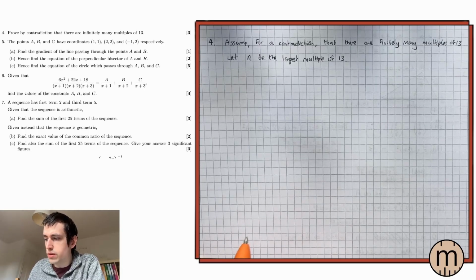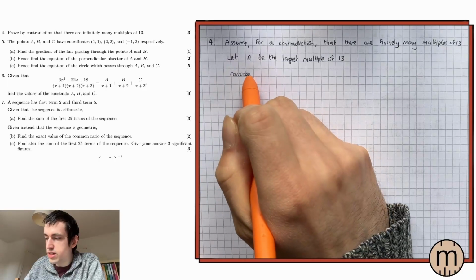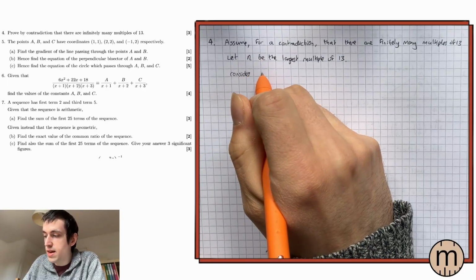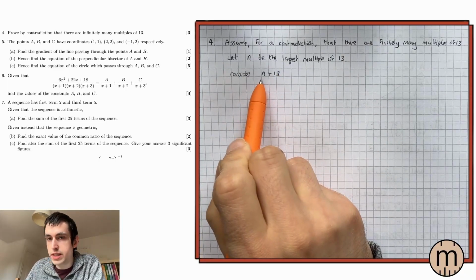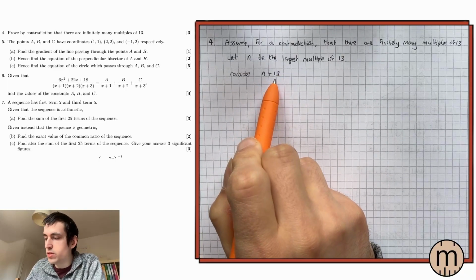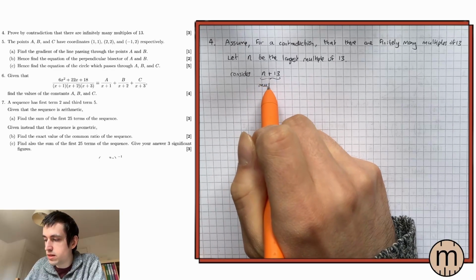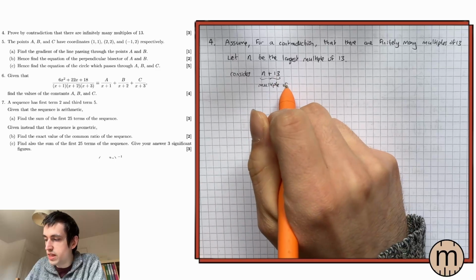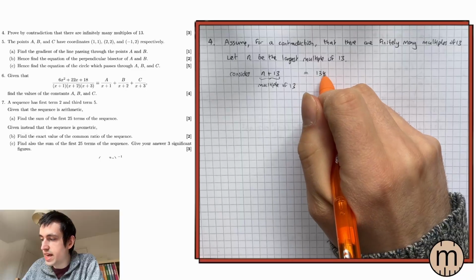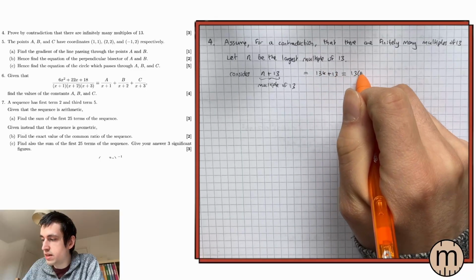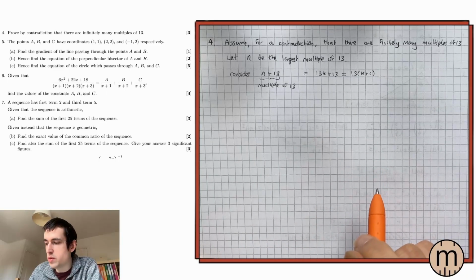And now what I can do is I can say, well, consider, there's actually loads of ways I can do this, but I'm going to consider n plus 13. N is a multiple of 13. 13 is a multiple of 13. So that means this whole thing is a multiple of 13. Because when you add together multiples of 13, you get a multiple of 13. You could spell this out a bit more. You could say this is 13k plus 13, like this. If you really wanted to, you could write it in words as well.